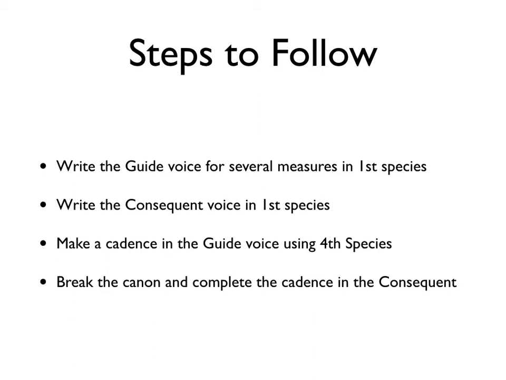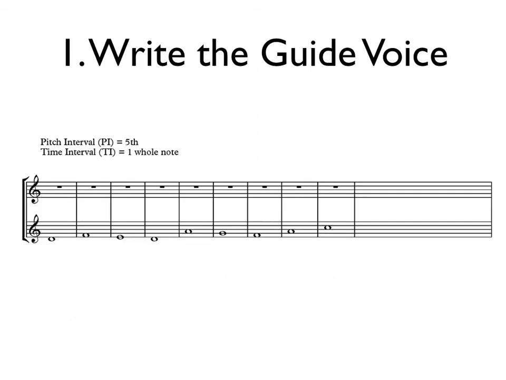Okay, so let's start by taking a look at the guide voice. Just as a reminder, there are two factors that we consider when we're looking at canons. What is the pitch interval, or PI? In this case, it's going to be the fifth. And what is the time interval, TI, or the distance between the beginnings of both voices? In this case, one whole note. So the guide voice starts, and then the consequent voice is going to start in measure 2 when we finally put it in. So here I have 9 measures of the guide.